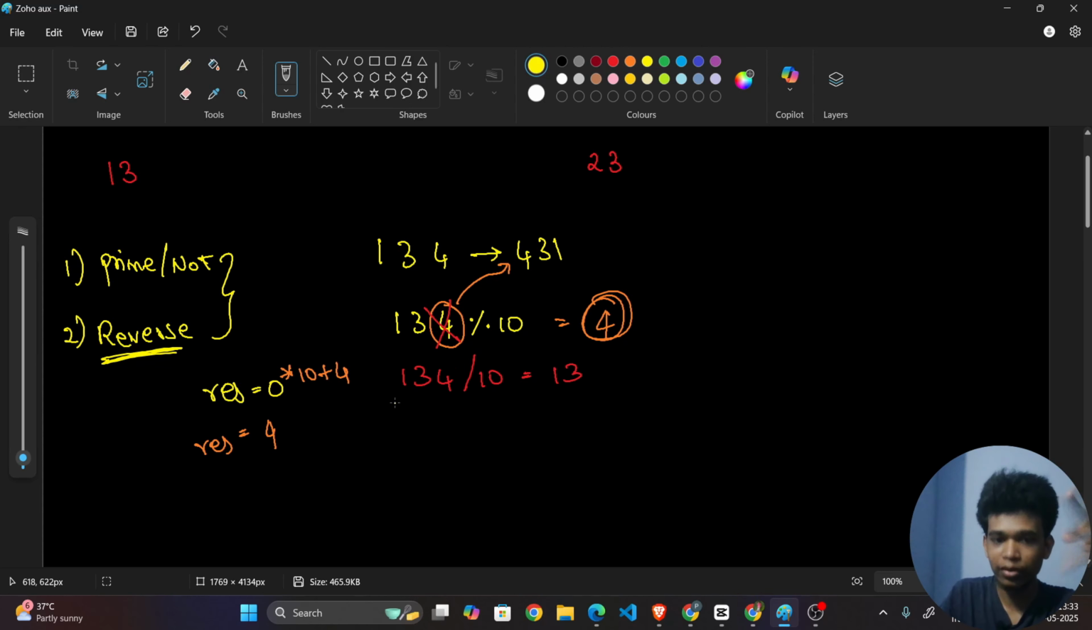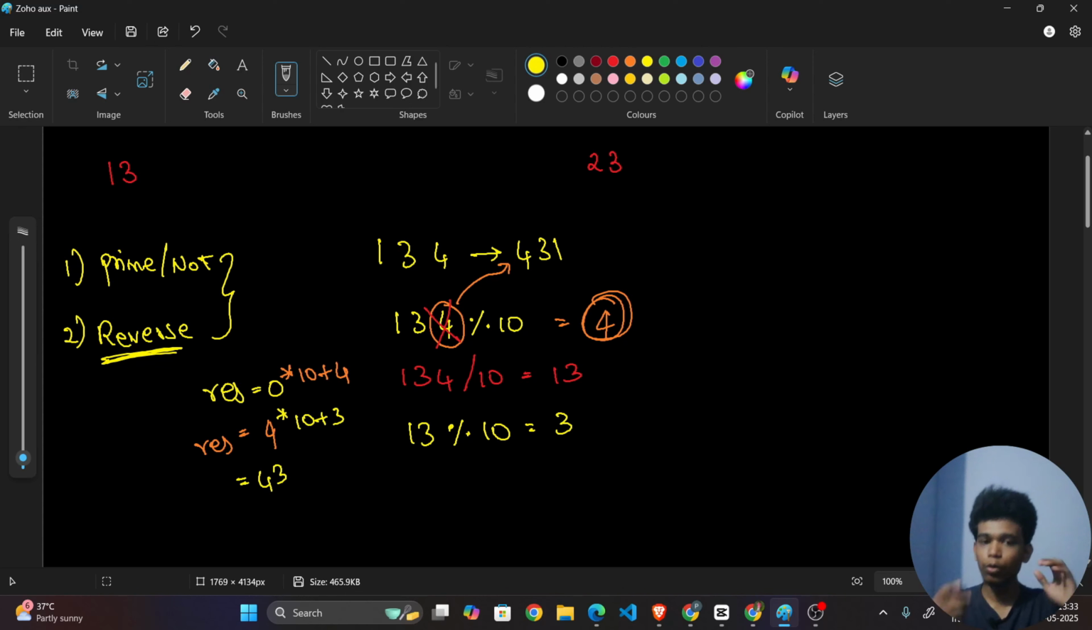Now do the same step again. 13 mod 10, which is equal to 3. Now again make this into result times 10 plus 3, which is equal to 43. Now hope you understand why we are multiplying with 10. Because from the 1's place we are going to the 10's place, and the difference is 10. Multiply with 10 again, and it goes to the 100th place, then 1000, then 10,000. So we are just multiplying with 10 and adding the remainder.